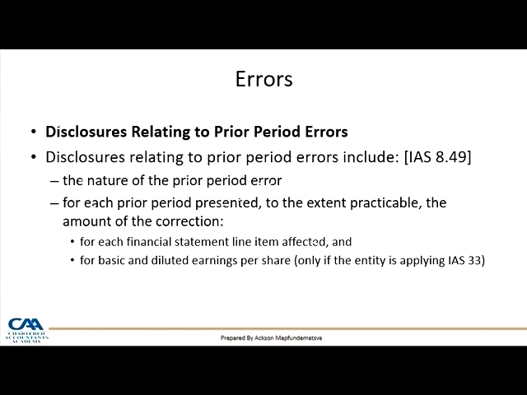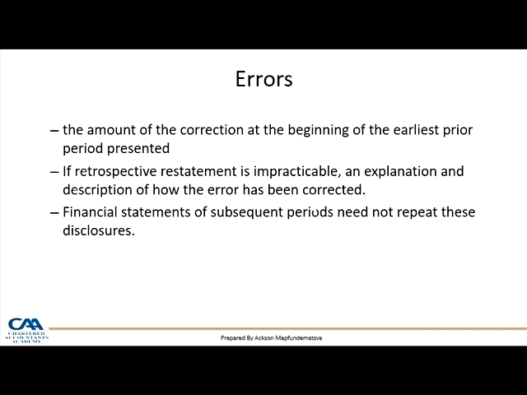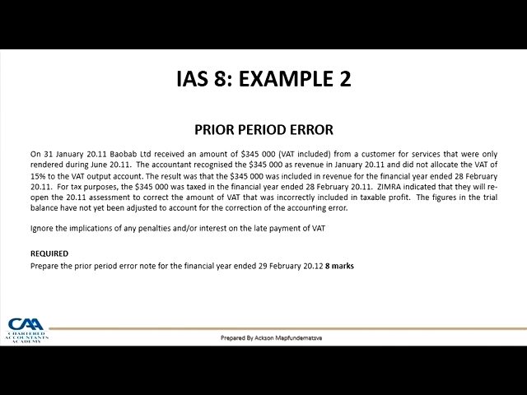Disclosures relating to prior period errors include the nature of the prior period error, for each of the prior periods presented to the extent practicable, the amount of the correction for each financial statement line item affected, and for basic and diluted earnings per share. The amount of the correction at the beginning of the earliest prior period presented, if the retrospective restatement is impracticable, an explanation and description of how the error has been corrected. Financial statements of subsequent periods need not repeat these disclosures, as these corrections would have been made in the current year.